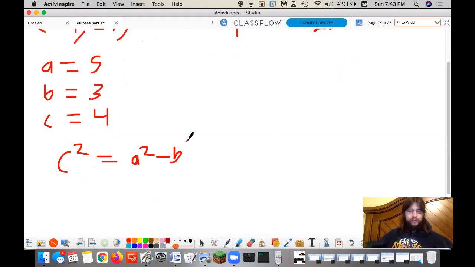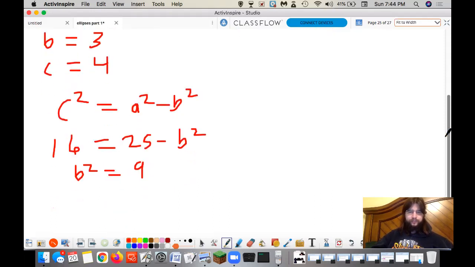And remember, even if we're looking for b, it goes there. So we're pretending we don't know that that's going to be a 3. 16 is equal to 25 minus b squared. Swap it around, b squared equals 9. And sure enough, b is 3, like I told you.